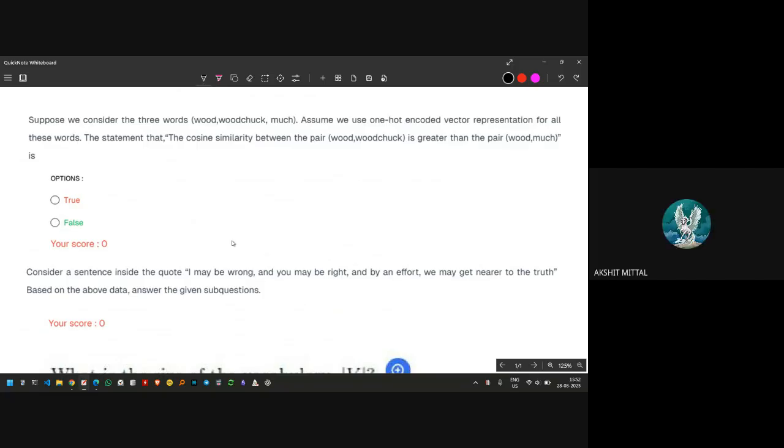Suppose we consider the three words wood, woodchuck, much. Assume we use one hot encoded vector representation for all these words. The statement that the cosine similarity between the pair wood and woodchuck is greater than the pair wood and much is true or false.